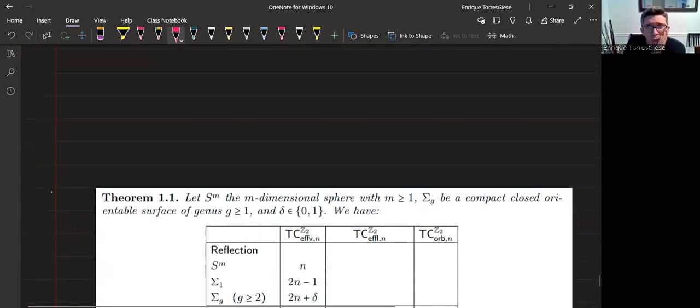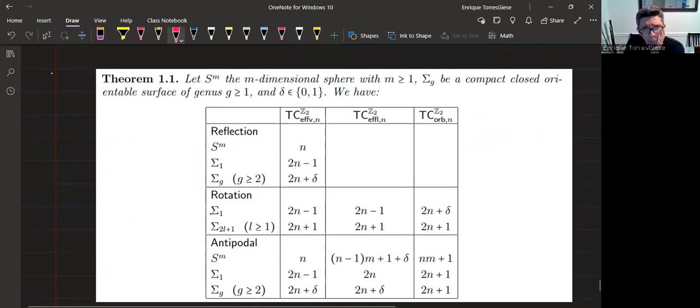And I'm going to close with this result that is coming from a paper that I posted on the arXiv just a few months ago. And it's essentially summarizing the kind of calculations that can be completed using this technology. So here in this result, and again, this is what I'm going to use to close my talk. I have a Riemann surface. It's a compact, closed, orientable surface of genus at least one. And then I also have the m-dimensional sphere, and I have the results of the effective, effectual, and orbital TC.